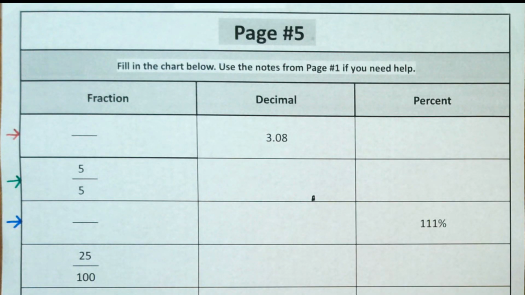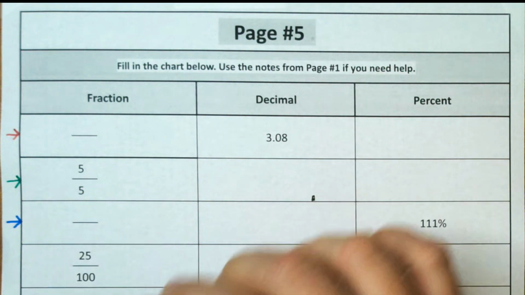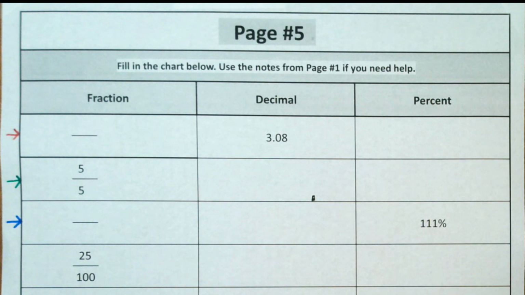Let's take a look at page 5. Go ahead and complete the first 3 rows, pause the video, and once you're done with those 3 rows, come back to the video.